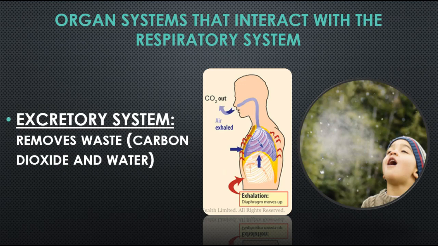And those waste products are products from cellular respiration. If you'll recall from our unit on cellular respiration, it produced carbon dioxide and water as a waste. And the body needs to get rid of that waste. And it does this through the respiratory system.